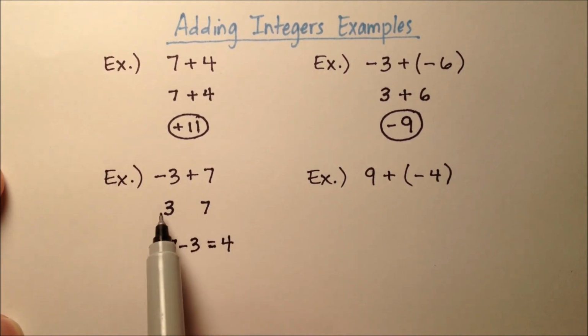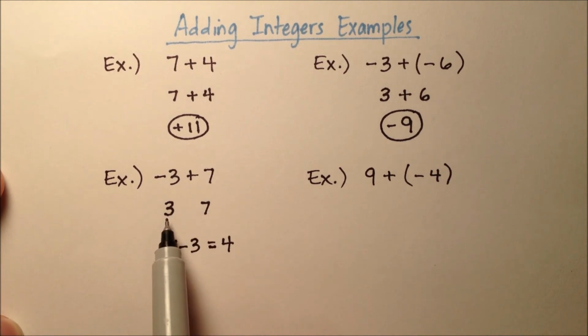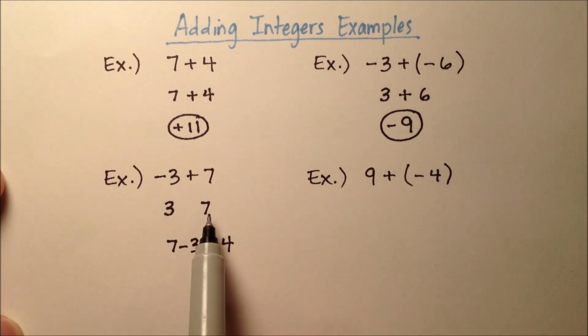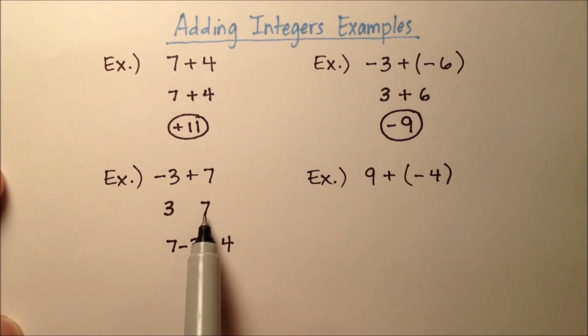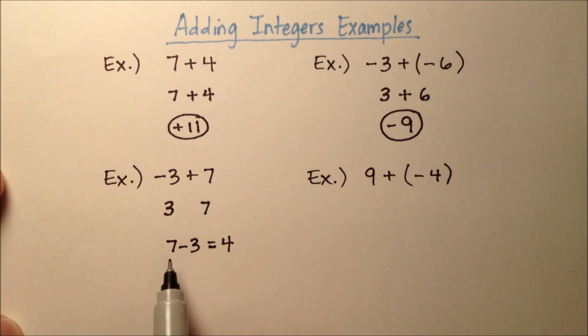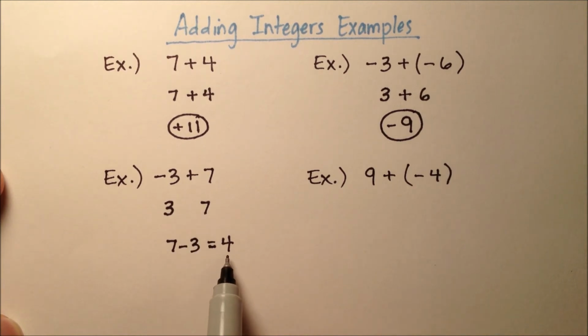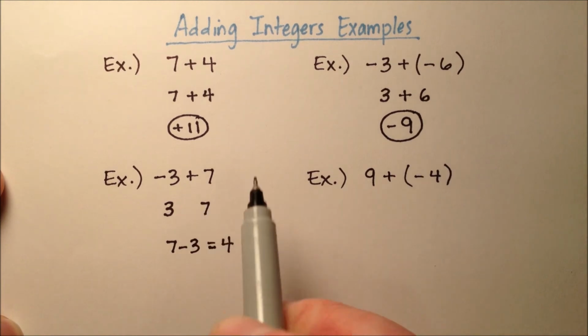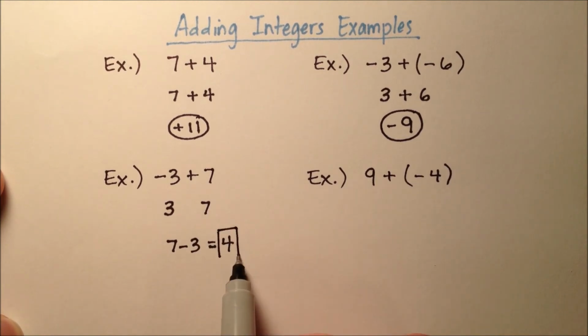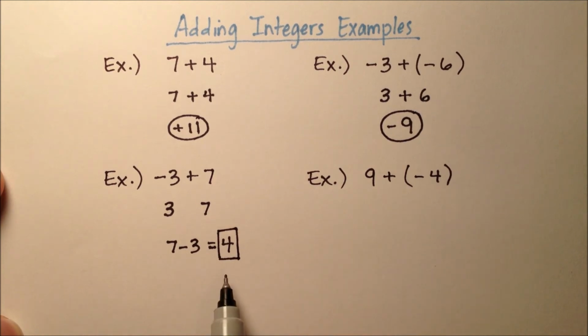And notice that I switched the order that they were in. The 3 came first and then the 7. But down here I put the 7 first and then the 3. I did that because the 7 is larger, and when we subtract we always want to start with the larger number. So our answer was 4. And that means we're going to keep the sign of the larger. Well, 7 is larger than 3, and its original sign was positive. So our final answer will be positive 4.